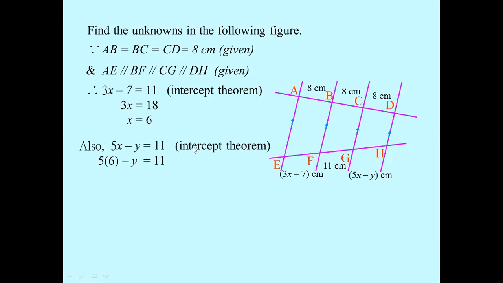So similarly, the unknown 5x minus y is also equal to 11 by the intercept theorem, while x is 6. So substitute, we got this equation. And here you find the unknown y is a negative. So I would like to put y to the right-hand side. That is positive. Then we can find the unknown y easily, which is 19.